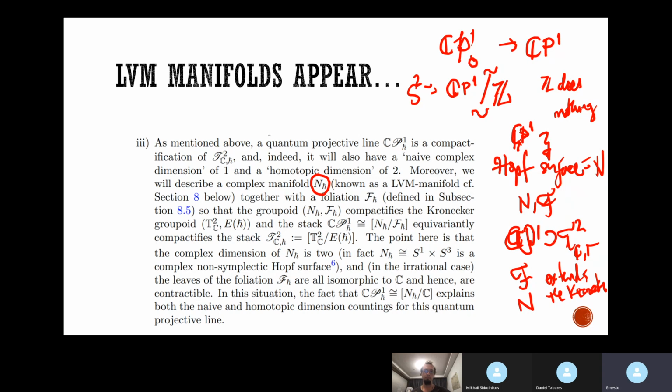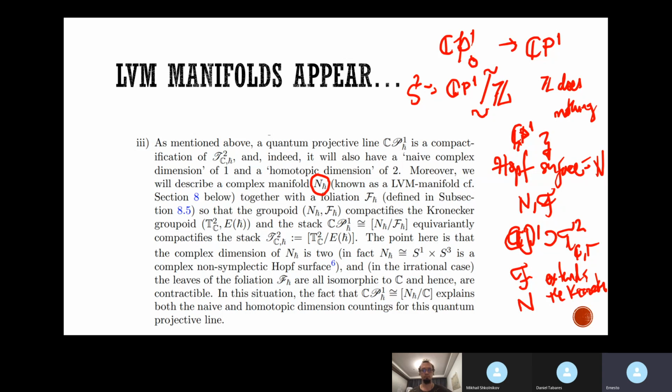And this is CP1, and topologically it is S1 cross S3. This Hopf surface is complex, but non-Kähler, non-algebraic, non-symplectic. It is a complex manifold. S1 cross S3 is a complex manifold, but it cannot possibly be algebraic or symplectic or Kähler, for trivial reasons, all sorts of reasons. You can check the Hodge diamond, you can check that there is no two-form to be the symplectic form, and in the irrational case, all the leaves of the foliation in N, in S1 cross S3.